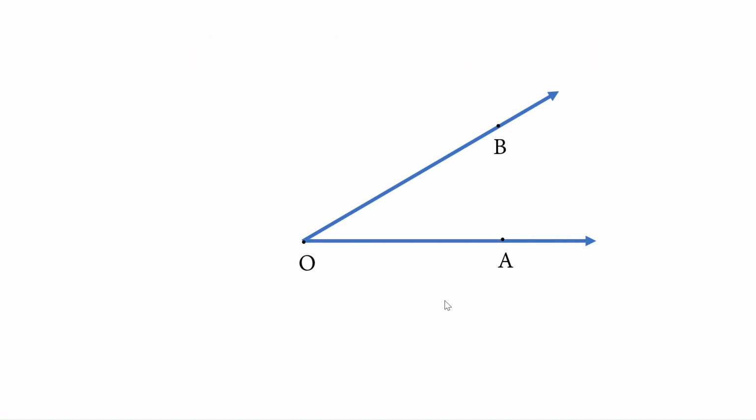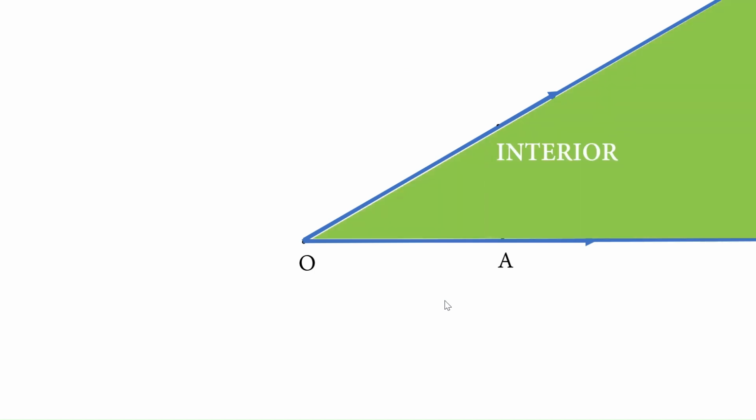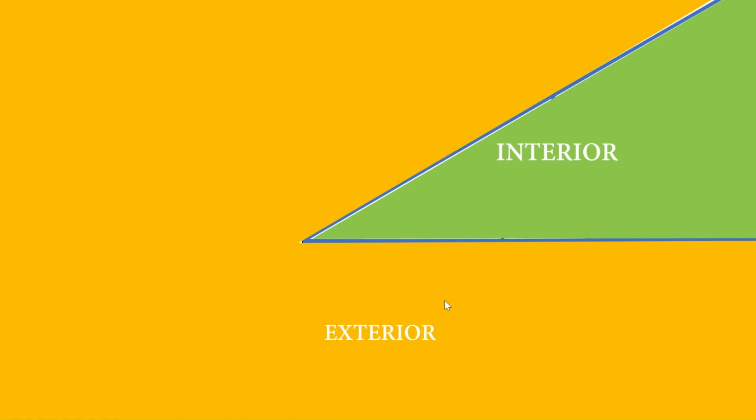Now, when we extend these rays indefinitely in a plane, we can see that the plane gets divided into two parts. One is the interior, which lies within the arms of an angle, and the second is called the exterior, which is just opposite of the previous one. In any plane, points can either lie in the interior of an angle, here A and B, or in the exterior, like C and D, or the points may also lie on the arms of the angle. Here E and F are the points on the arms of the angle.